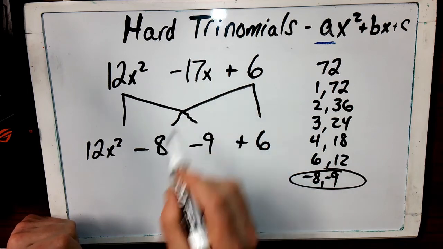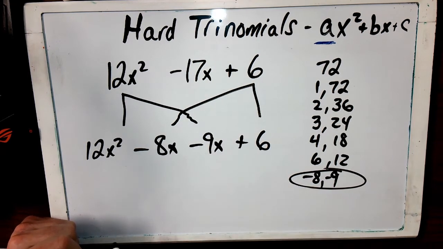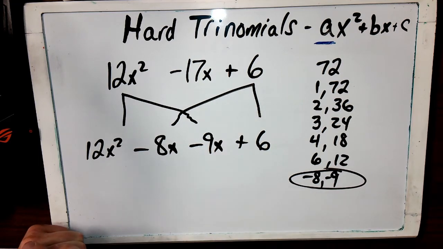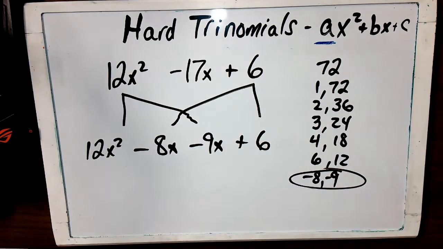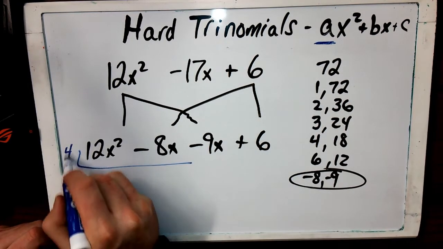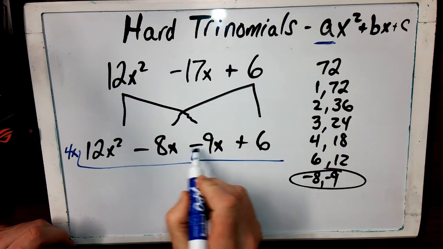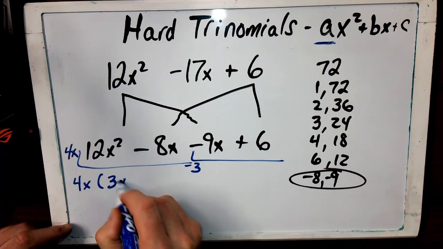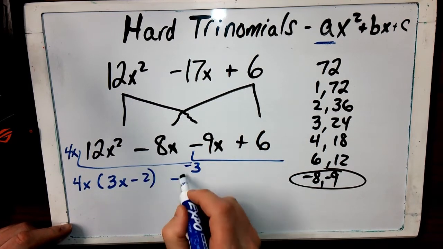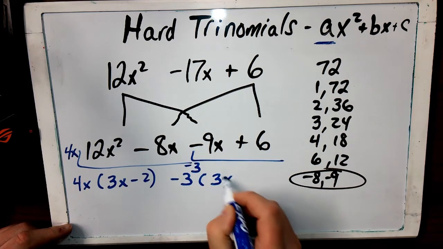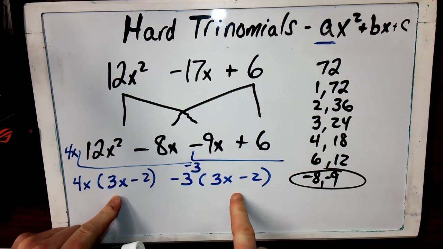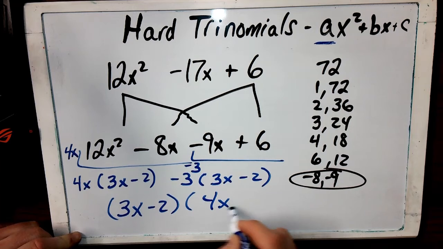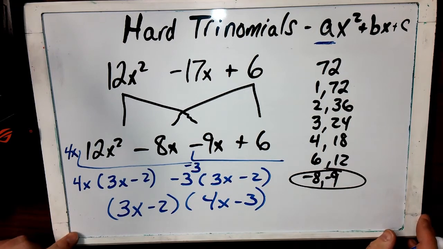Hopefully you notice that these have to have an x with them, both of them. Doesn't matter which one goes first, as long as they both have x's. So I can take 4x here. I have to take the minus 3 here. Matching binomials, I'm doing it right. There we go.